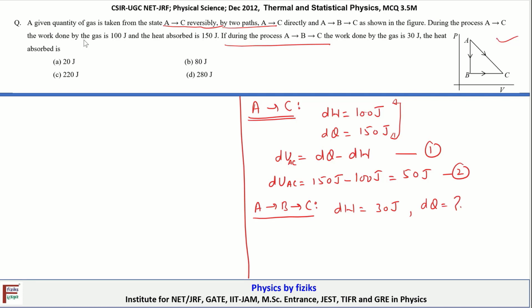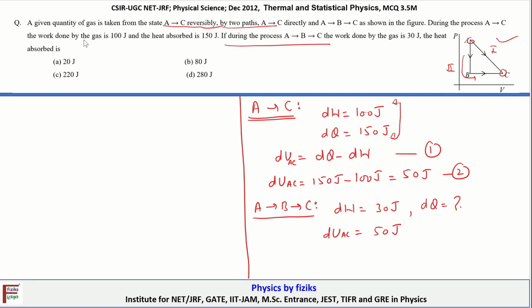Now if you take a look at these two different paths, let me call this path 1 and this path 2. While moving through path 1 or path 2, the initial and final equilibrium states are identical. So the internal energy change between those two equilibrium states is going to be identical. It doesn't matter whether you follow path 1 or path 2. So du AC is the same here also, which is 50 joule.